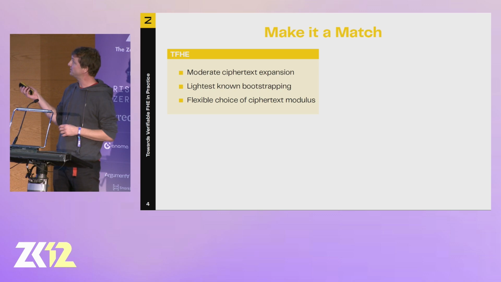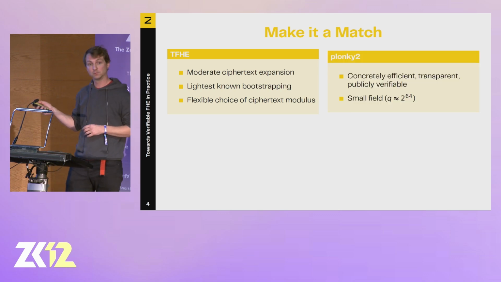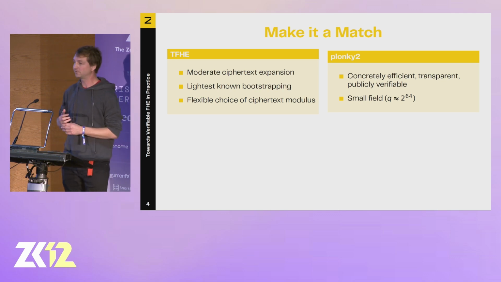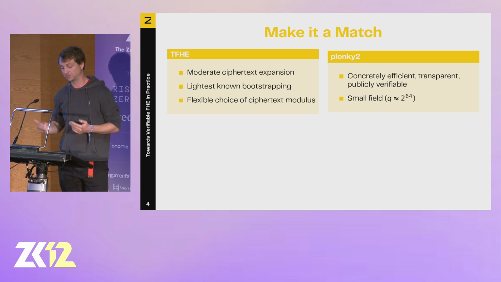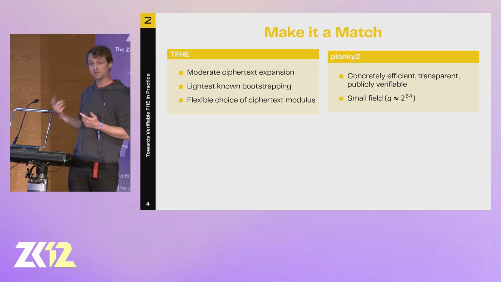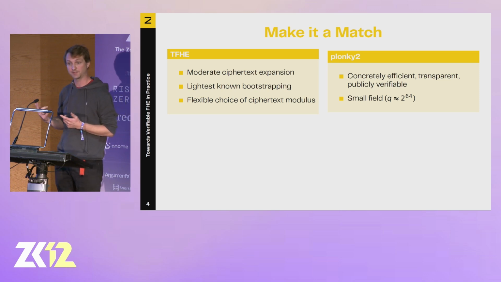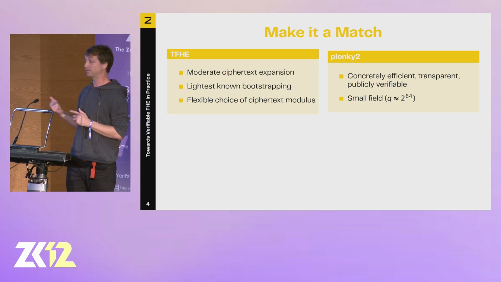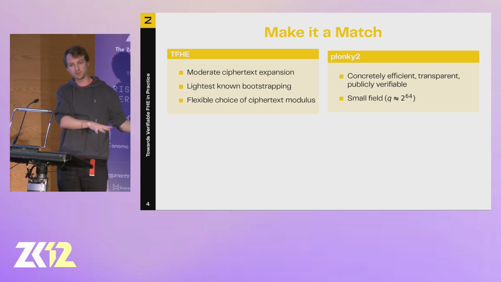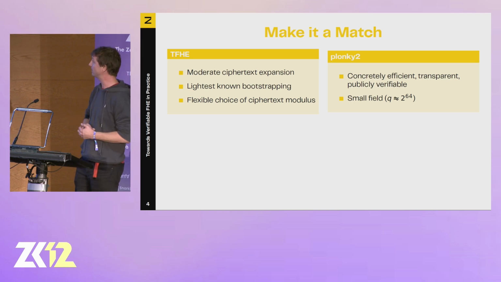Okay, so we're going to match TFHE up with Plonky2. I'm assuming most of you are familiar with it. It's a great SNARK. It's a combination of Plonk with FRI, and it's concretely very efficient. There are very efficient implementations out there. It's a SNARK that is transparent and publicly verifiable, which are nice properties that are going to carry over to our VFHE scheme when we do this combination.